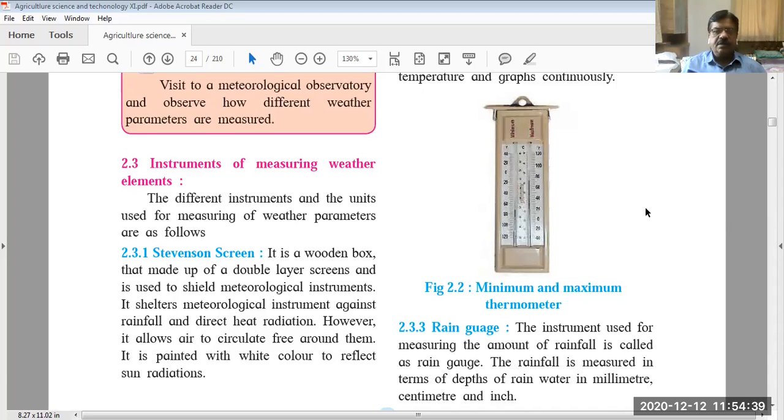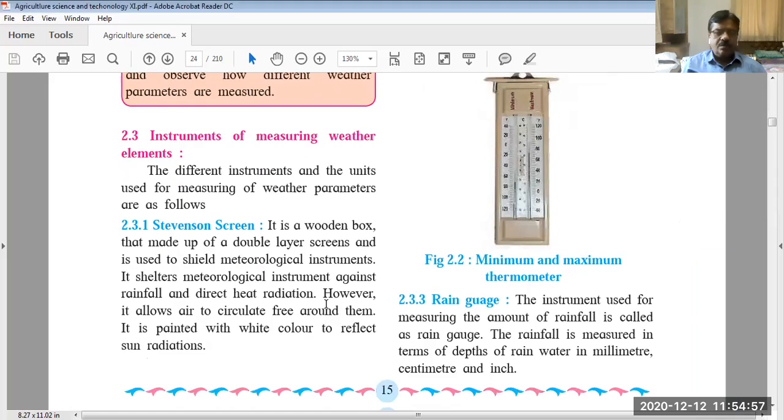We have studied factors like rainfall, sunlight, temperature, humidity, and various other factors. Now, today we are going to study the instruments which are to be used for measuring weather elements.